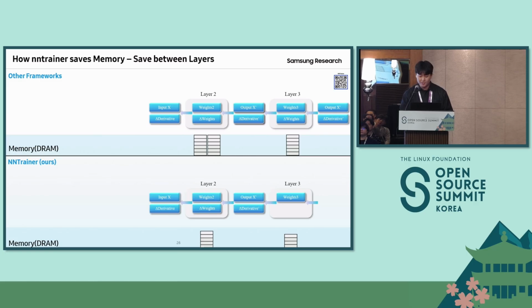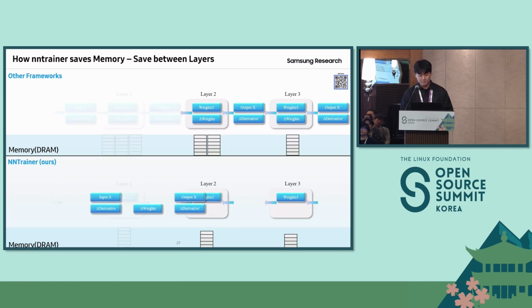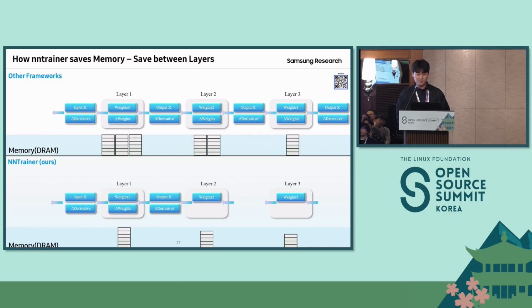While backpropagation, other frameworks allocate all tensors and don't reuse them. NNTrainer shares memory that doesn't need to be retained between layers, allowing the next layer to reuse it. For example, once the weights are updated, only the weights are needed, so the rest can be shared for the next layer. Through this, we can achieve much larger savings across the entire training process.